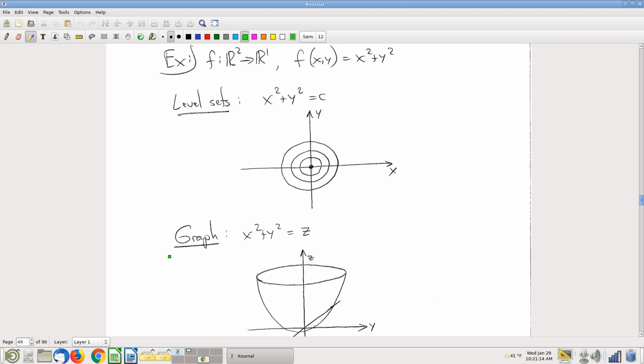So, for example, here's a multivariable function, right? Function from R2 to R1. Got a nice formula for it. And we can draw the level sets and we can draw the graph. They give us different kinds of information. Both of these pictures are flawed.